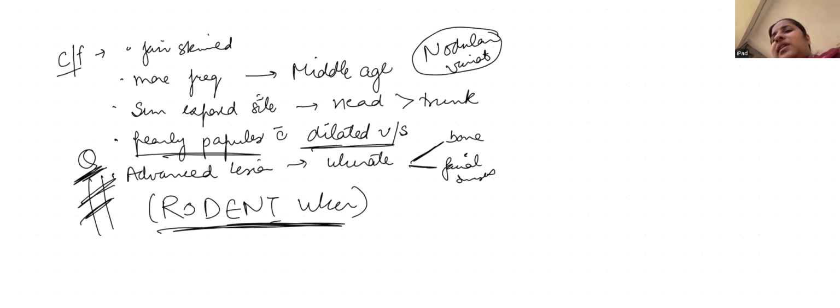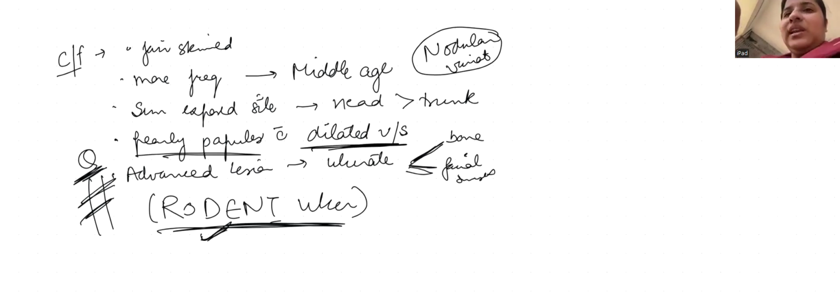And if it is an advanced lesion, it will be an ulcerated lesion, which will be going towards the bone and the facial sinuses. And hence it is called the rodent ulcer, as the ulcer is invading the surrounding tissue like a rodent, like a mouse. These all come in the category of rodents. Okay.